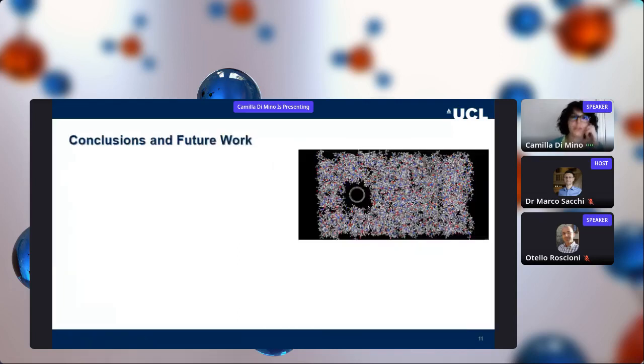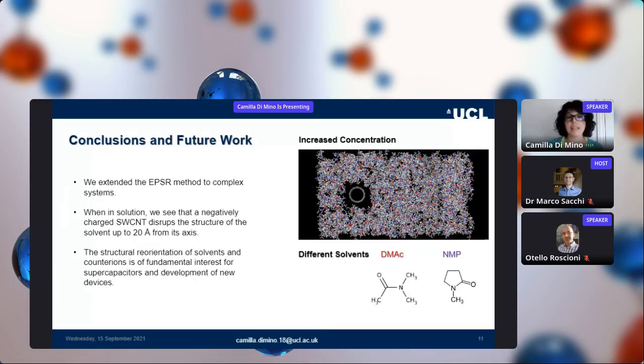So in conclusion, we extended the PSR method to a complex system, and that was a challenge, and we managed to do that with a reasonable fit. When in solution, we see that the negatively charged carbon nanotube disrupts the structure of the solvent, up to 20 angstrom, and for the first time we're able to see this so far in a liquid system. And then, of course, the structural orientation of the solvent and the counterions is of fundamental interest for new devices.